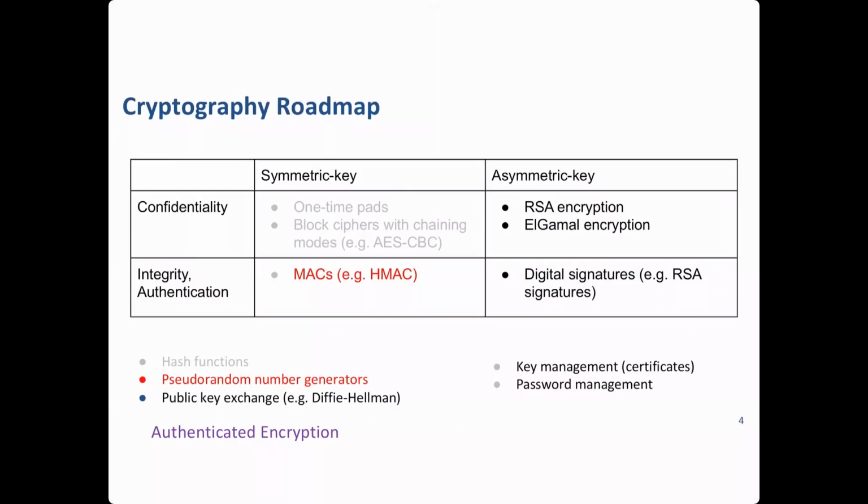Okay, so this is where we are in the cryptography roadmap. We have already covered these parts. Started with one-time pad, then we studied symmetric key encryptions, various ciphers, block ciphers, and various modes. So we have completed discussion on confidentiality from the symmetric key perspective. Now we are looking at these two aspects, integrity and authentication.